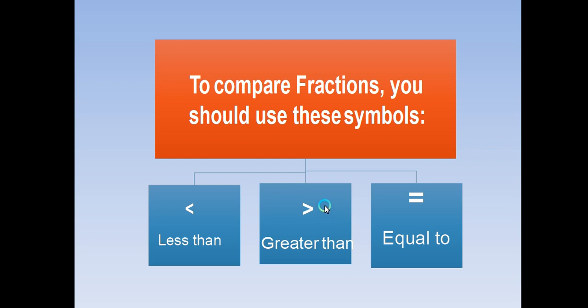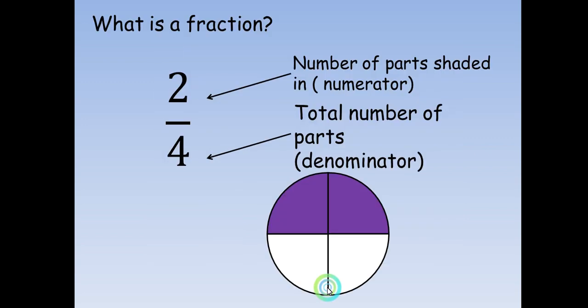Okay, to compare fractions, you should use the symbols. What are the symbols? We have less than, we have greater than, and we have equal to. So before you can compare, that means something must be bigger and something must be smaller, or they are the same. So we use less than, that is small, greater than, that is big, equal to, that is the same.